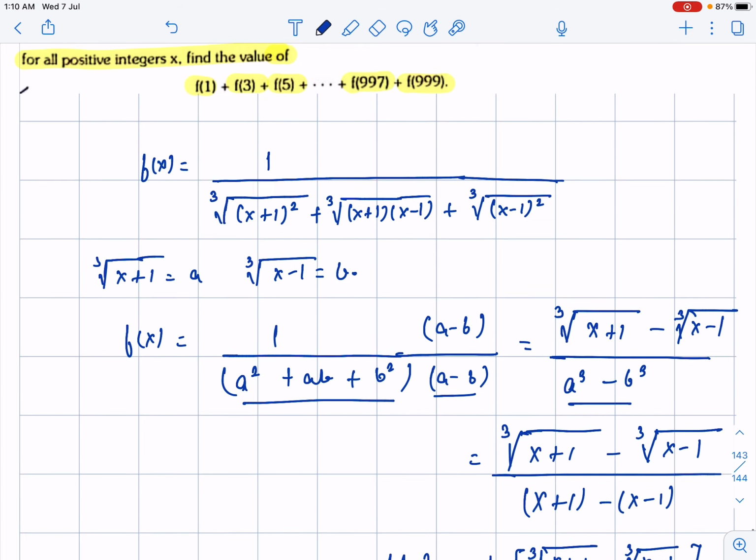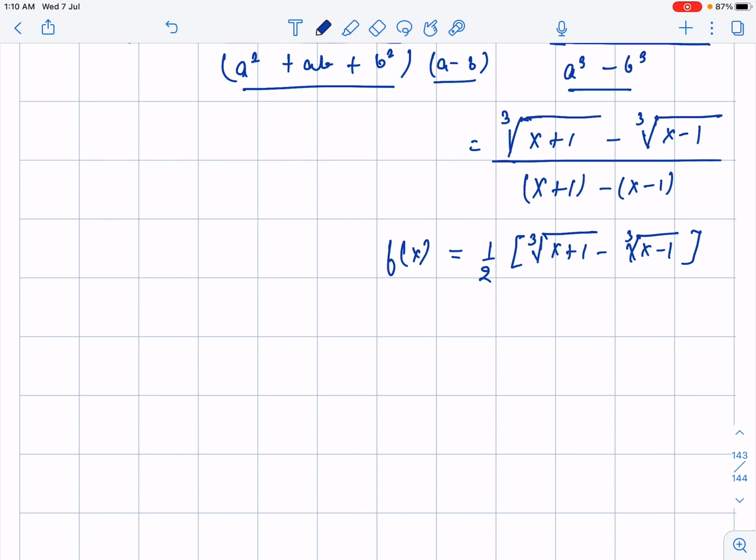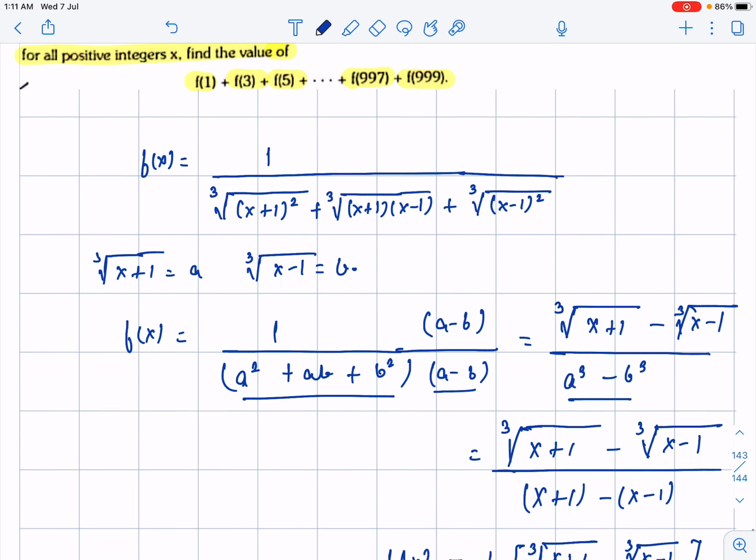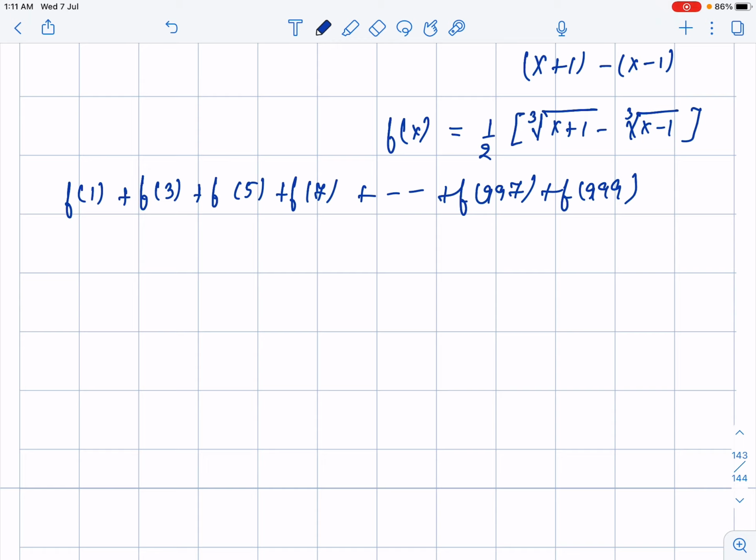Now what did they ask? F of 1 plus f of 3 plus f of 5 plus f of 7 goes on up to f of 997 plus f of 999. Now proceeding further, we'll write f of 1 will become 1 by 2 times cube root of 2 minus cube root of 0.